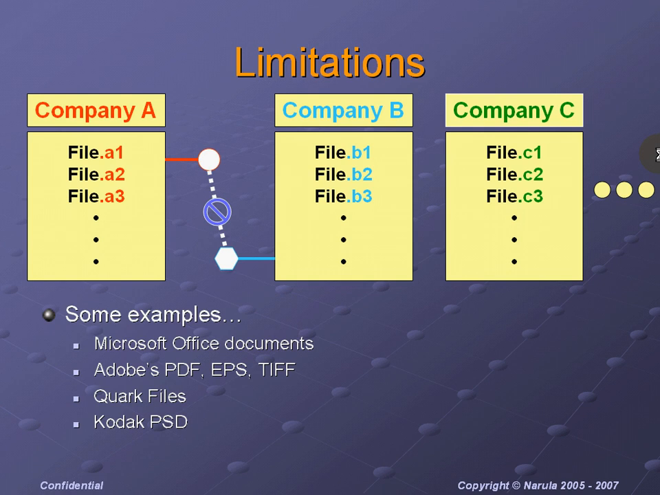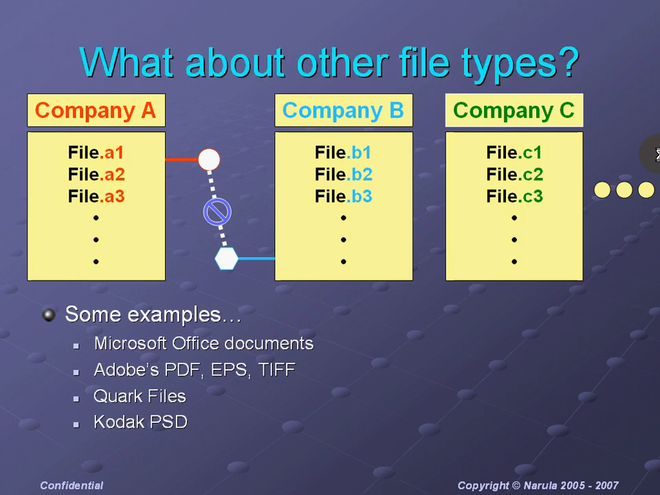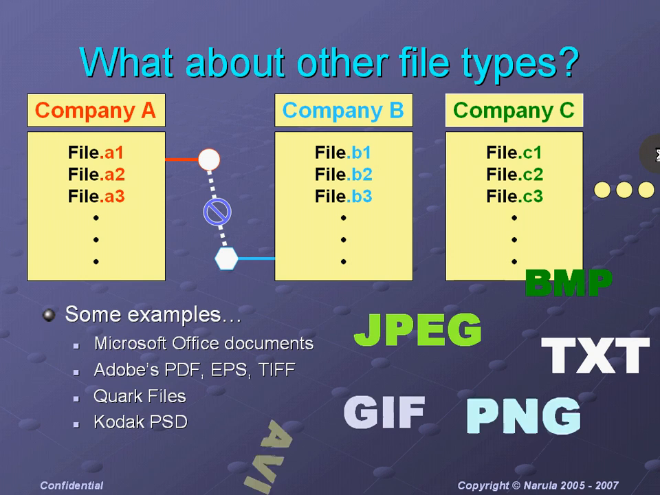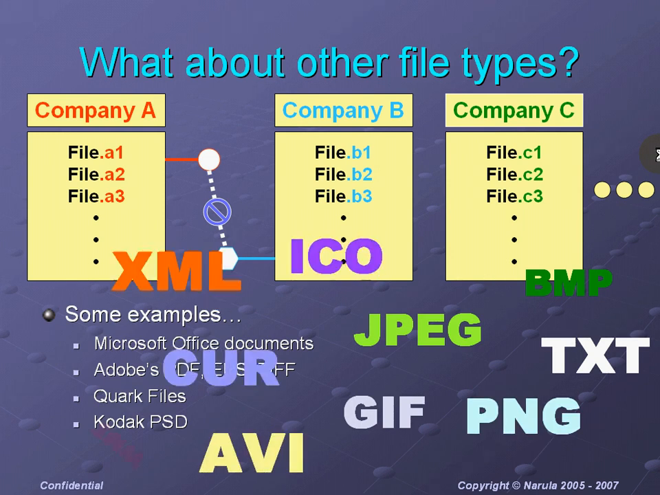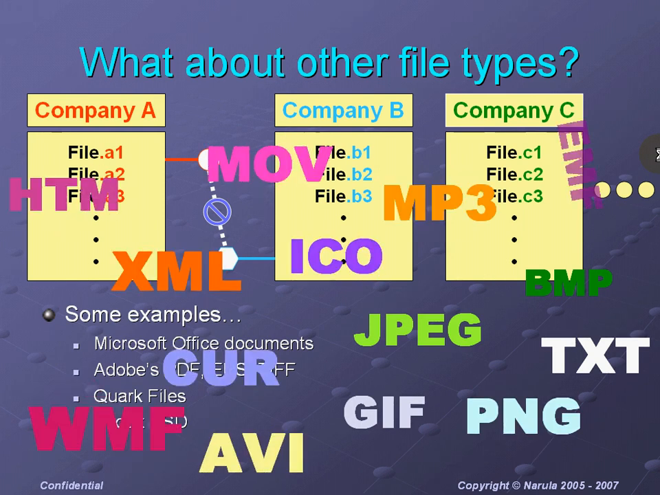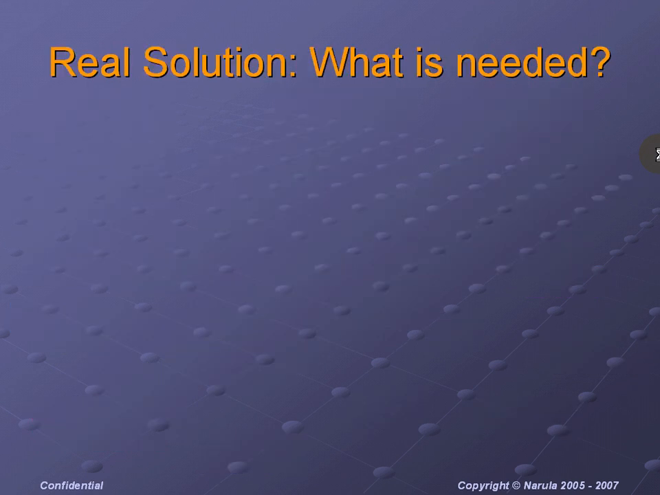But what about other file types? Because there are only a handful of file types that support embedding of metadata and even fewer that support embedding of other files, which has often proved to be extremely important, it leaves the rest of the file types, which are infinitely greater in number, in the cold.